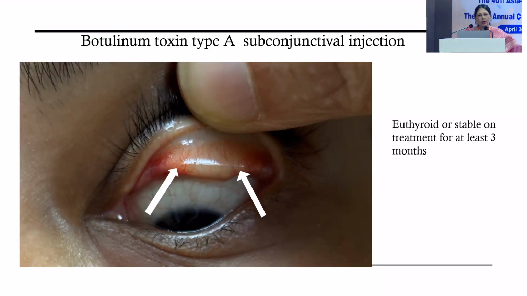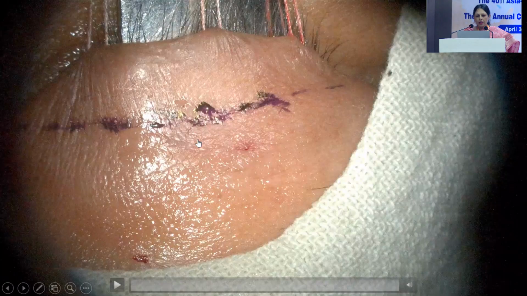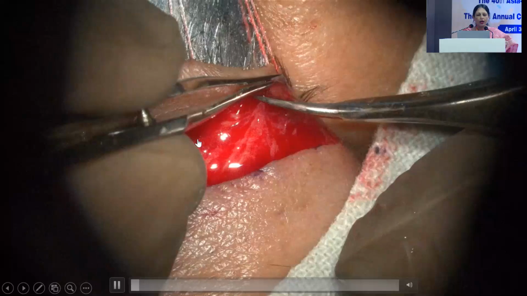Wait for a month. If adequate response is there, then it is fine. If not, you can increase, give another shot. But sometimes some people go directly to 7.5 units also. Now, suppose you have a large retraction, you can use a spacer.